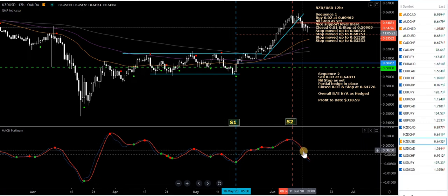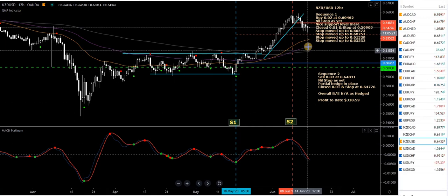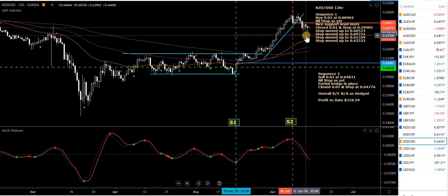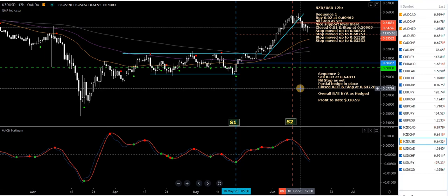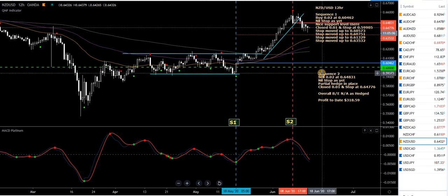MACD's above the zero level, come down, now gone through the zero level. It's really not pushing down. It was a high risk trade initially. So what I've done is I've closed half because the MACD Platinum's through the zero level, closed half and put a stop in place, and that gave me a profit of $7.78.